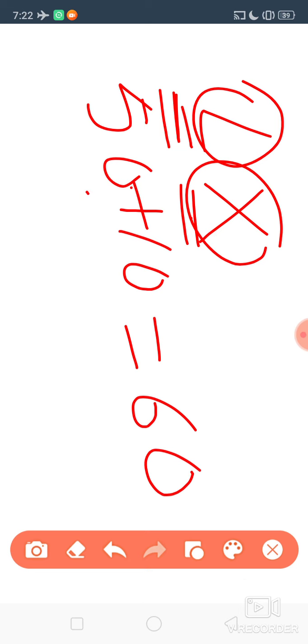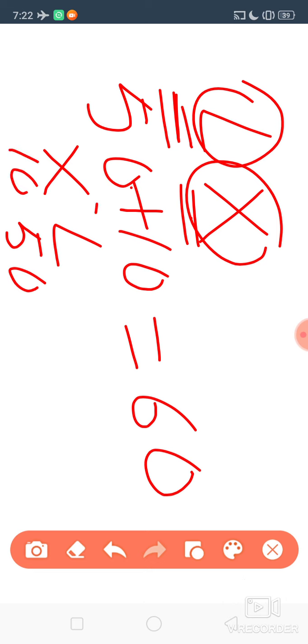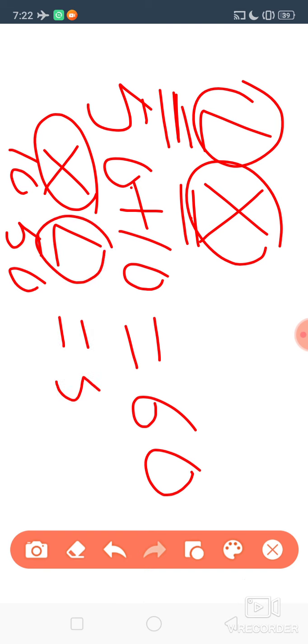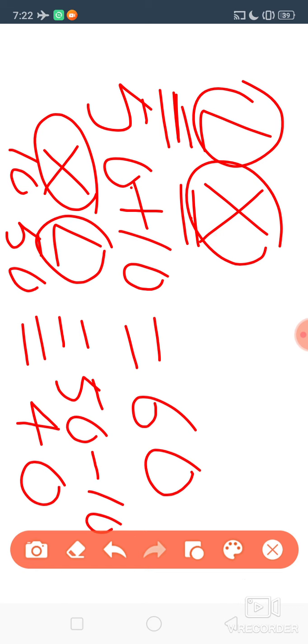Same way, XL. Now the value of L is 50 and the value of X is 10. Now look at here, X is written before, the smaller number is written before the larger number. So we have to subtract. So 50 minus 10, it will become 40. I hope it is clear.